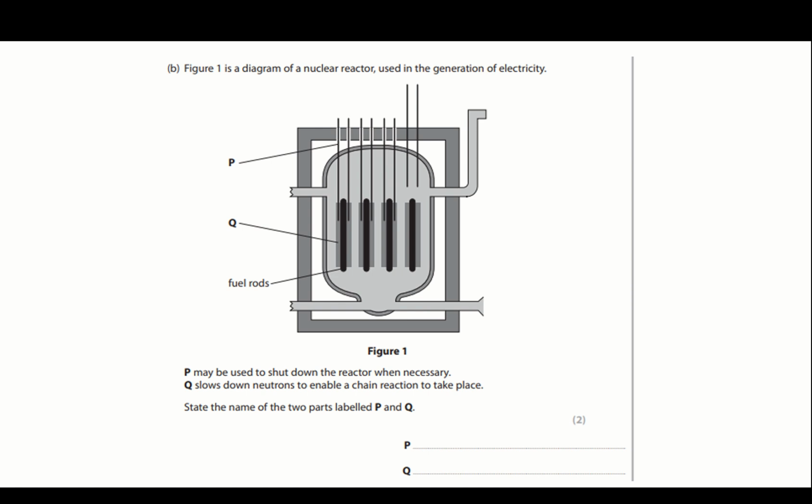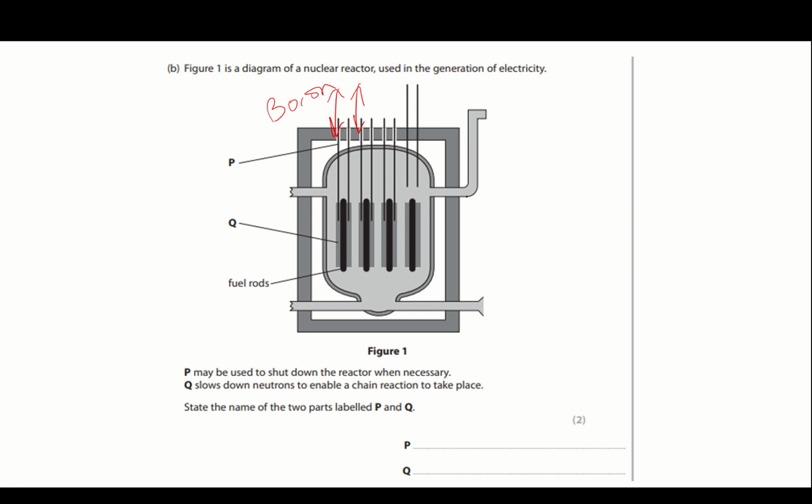So what do we have? We've got these rods here that can move up and down. And we know that these are made out of boron, and they're called the control rods. And when we move them down, they absorb neutrons, so reduce the rate of the reaction. And if I want the reaction to go more quickly, I'll raise them.